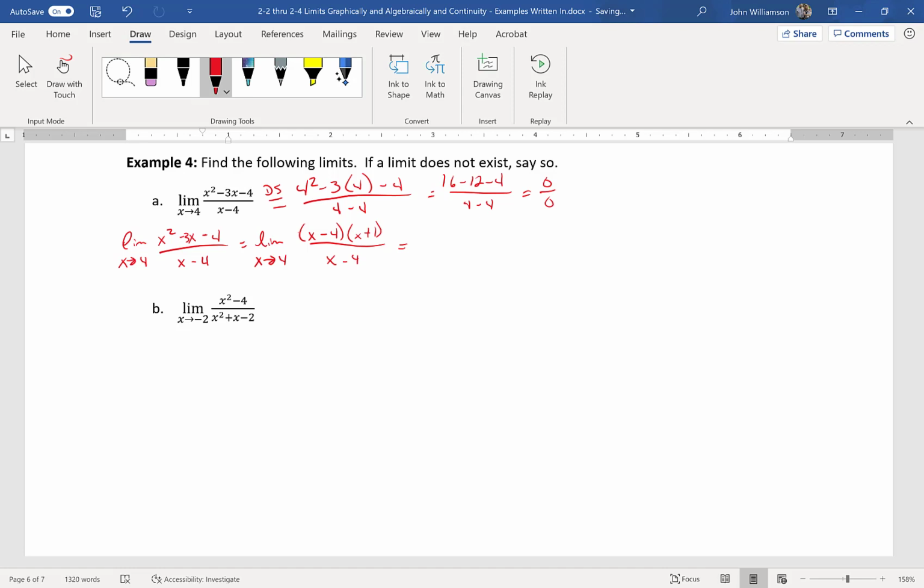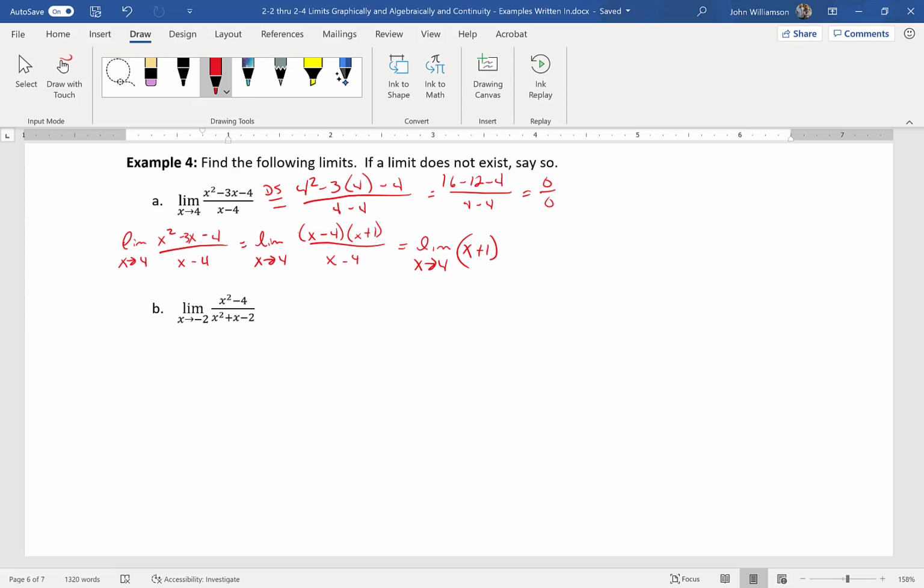Because remember, when I cancel this x minus 4 out, I've changed that function, right? And so we're finding a function that agrees everywhere except for at x equaling 4. So we're not saying that the functions are equal, just that their limits are equal. So we're using that rule, that theorem about functions that agree at all but one point. So if they agree everywhere except at x equaling 4 in this case, then we know those limits are equal. The functions themselves are not equal.